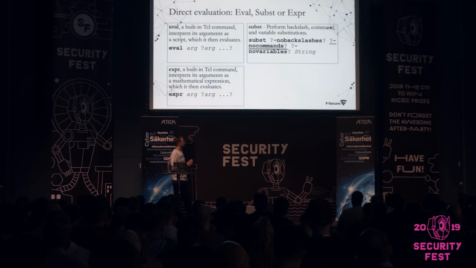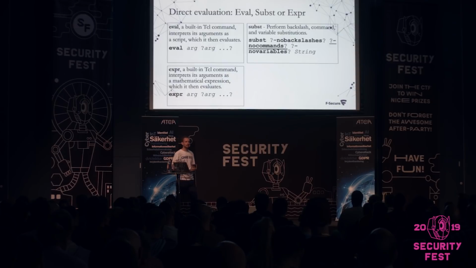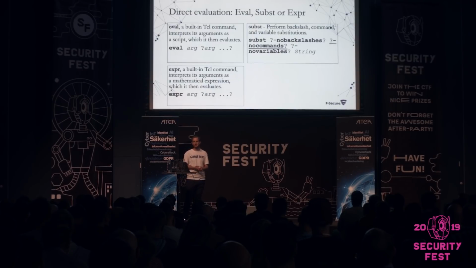And here are the worst perpetrators: subst, eval, and expr. A lot of you know that eval can cause command execution. That means eval evaluates the command that is running. I still see a lot of Tcl code out there, or a lot of iRule code, that's using eval, and that's why I'm going to use that as an example later.